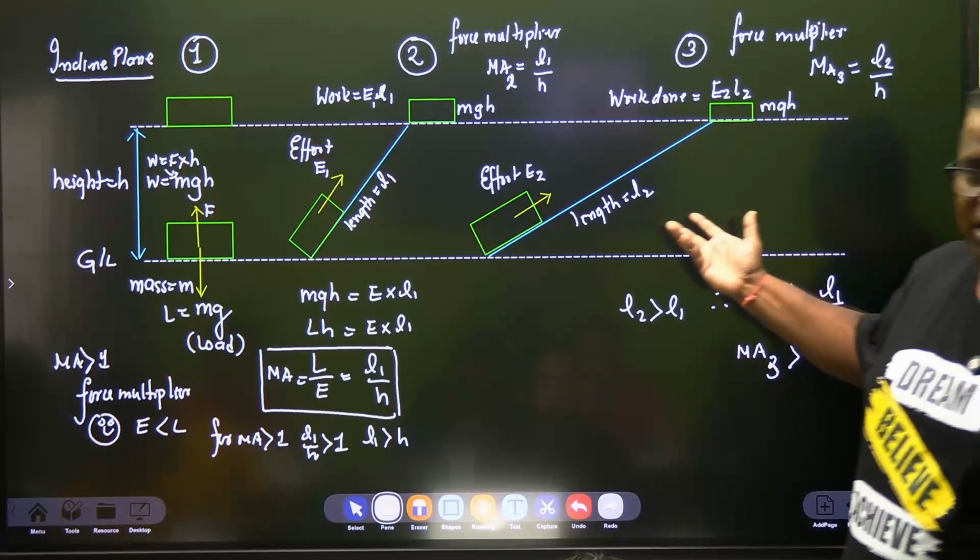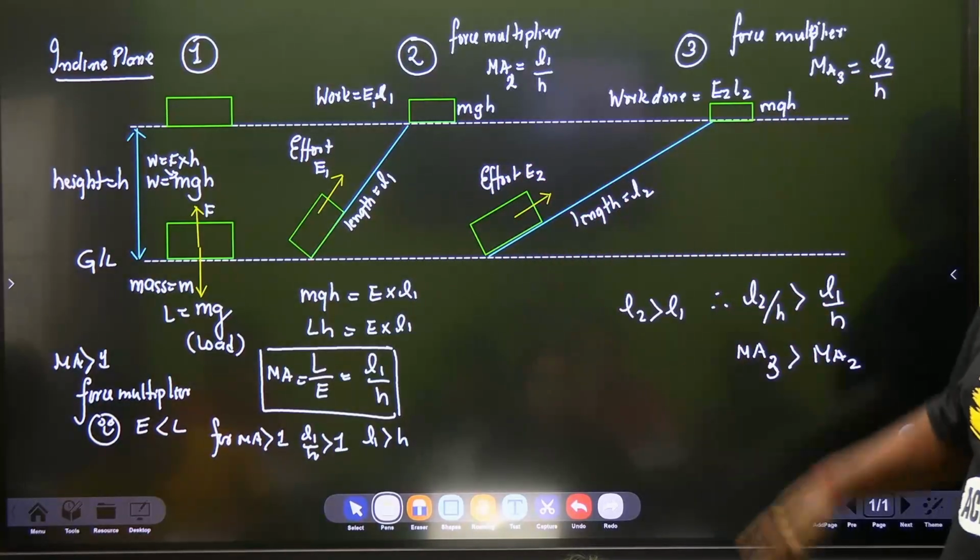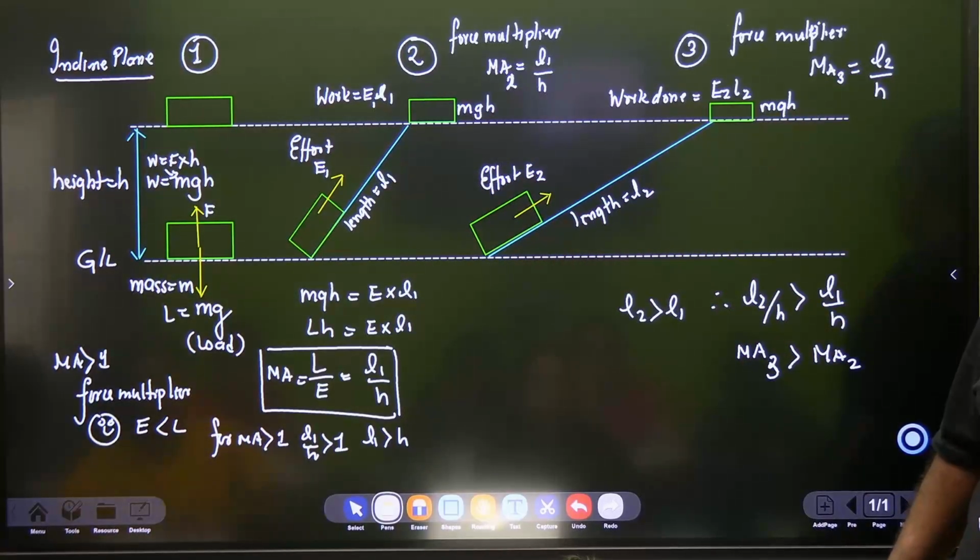Can you justify? Or they can give you that the length has changed from L1 to L2, say from 10 centimeters to 15 centimeters. What is the net gain in mechanical advantage? So the mechanical advantage will also improve. Have you understood what I have tried to say?